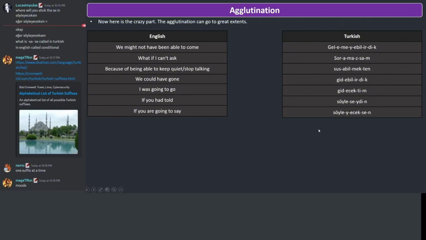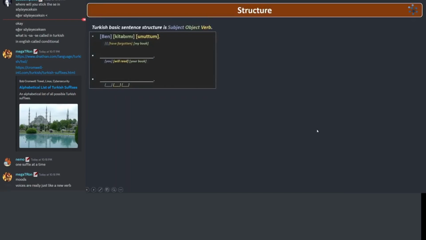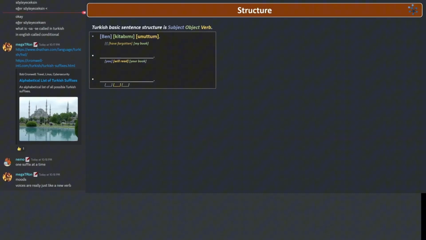Okay, and next, structure. This is going to get interesting, if not hard enough already. Again, as I said before, one slide for beginners, one slide for advanced speakers. So this slide is for beginners, just to show you the basics, or how a basic sentence is formed in Turkish.